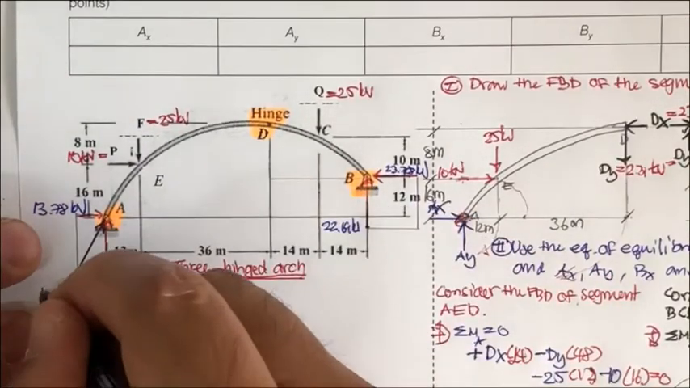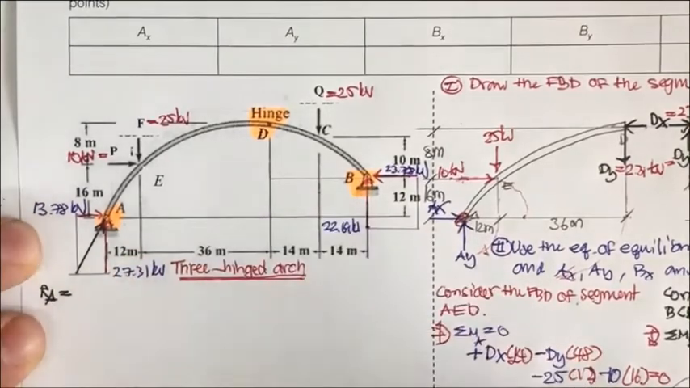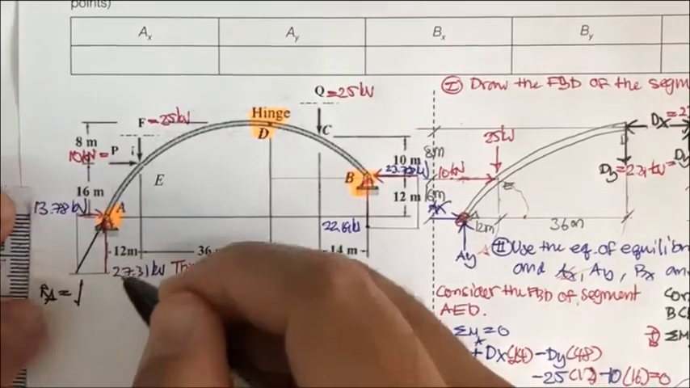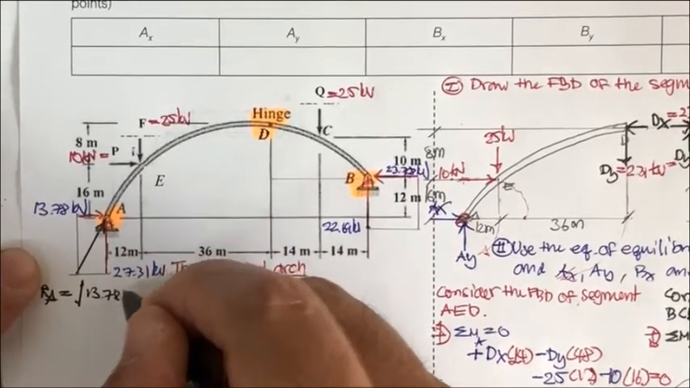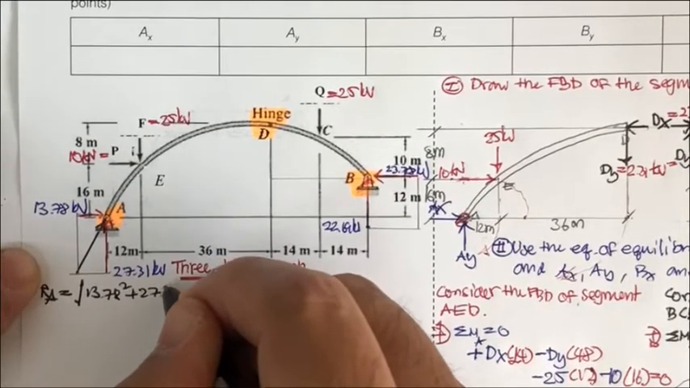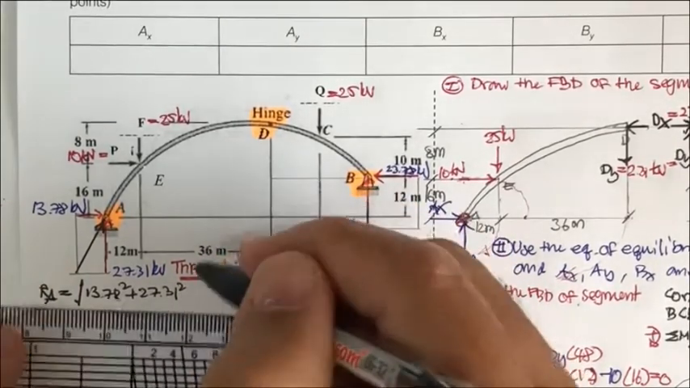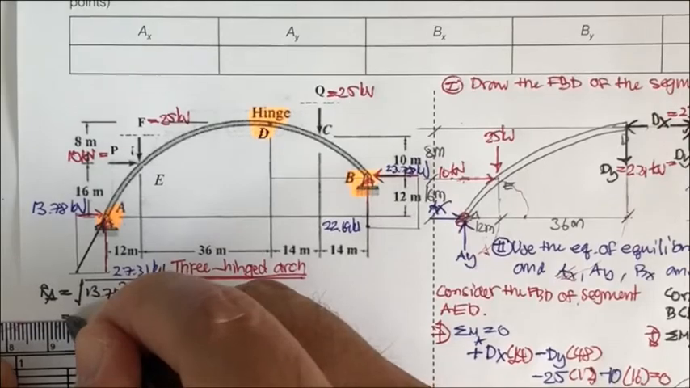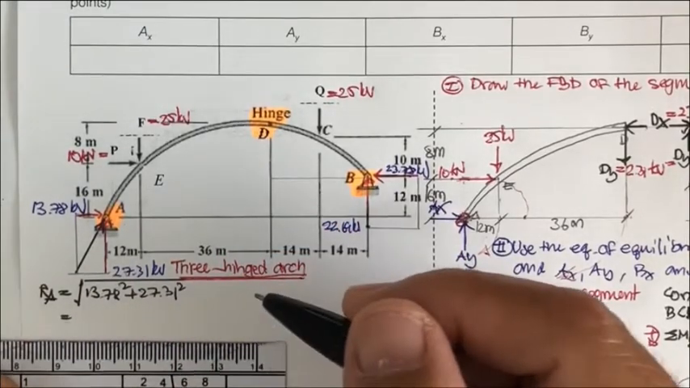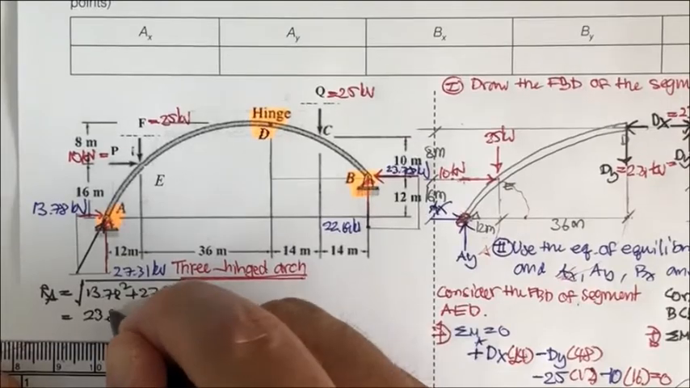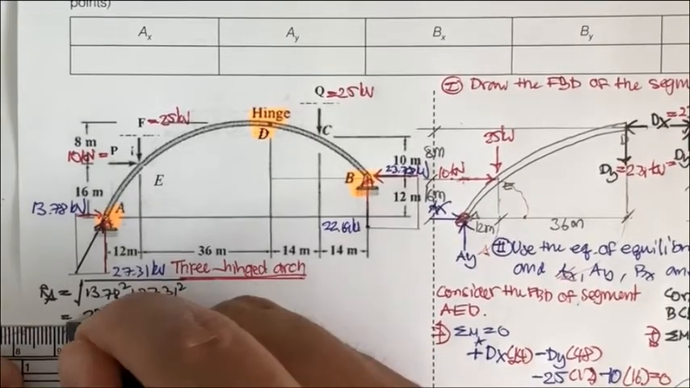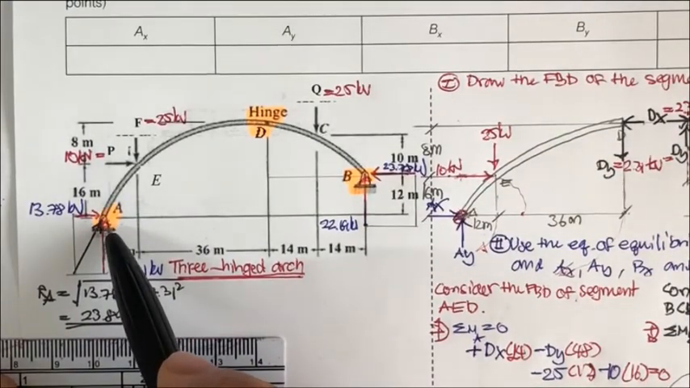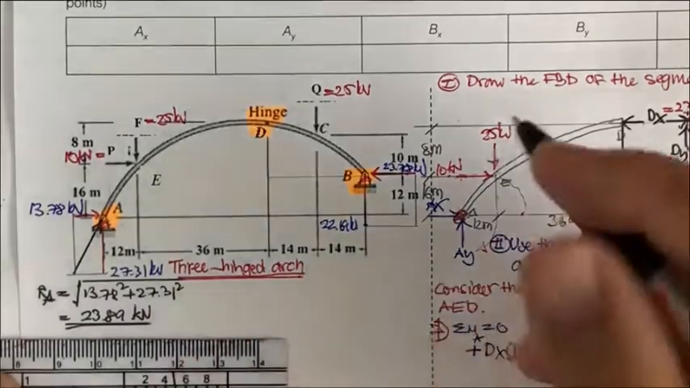Okay, this is going to be the resultant force at A, and it's going to be the square root of 13.78 squared plus 27.31 squared. You just put it like this, and R sub A is going to be 23.89 kilonewton. This is the resultant force that you use to design the foundation, design the hinge at A. Okay, this is going to be R sub A.